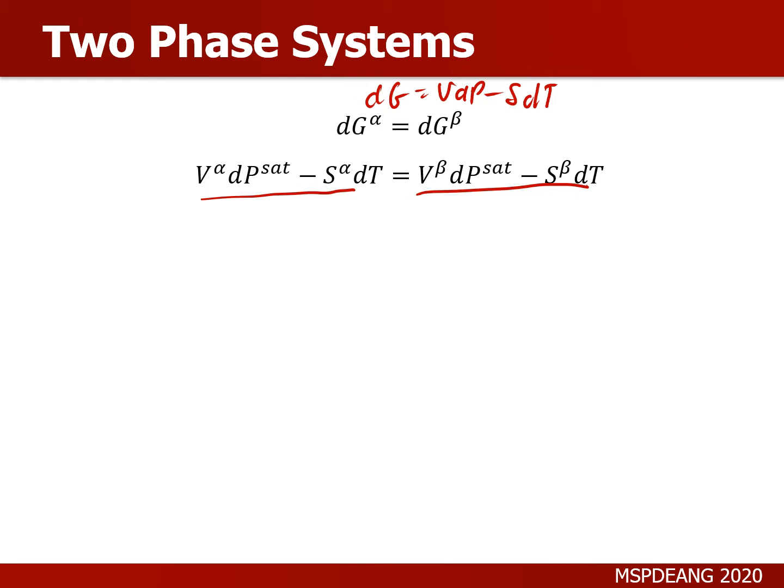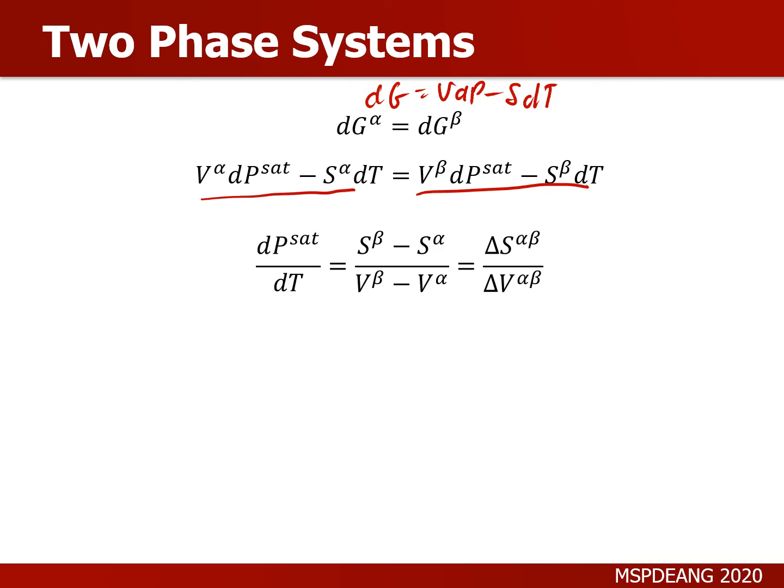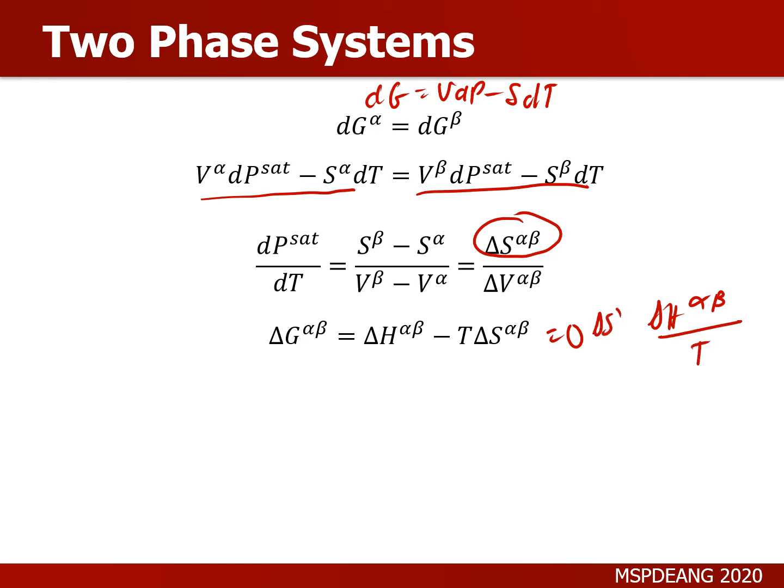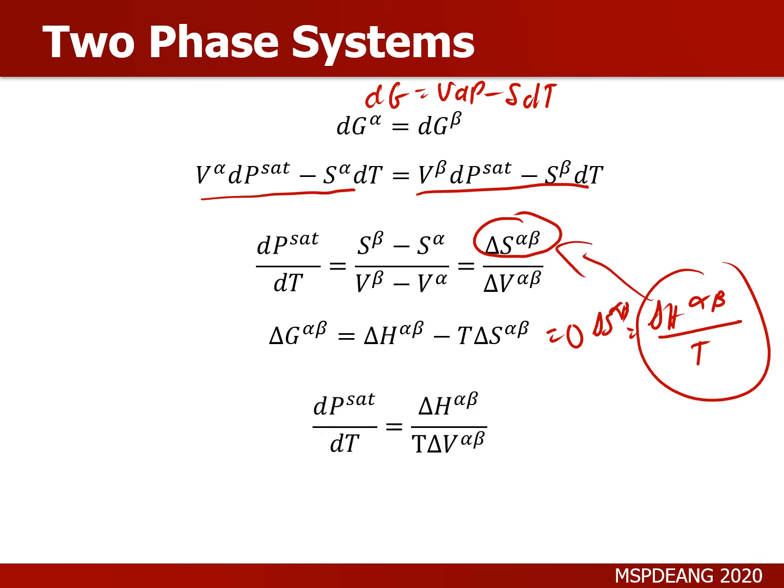If you rearrange this, you can get the following expression where dP sat over dT is equal to S beta minus S alpha, which is just delta S alpha beta, divided by V beta minus V alpha, which is just delta V from alpha to beta phase. From here, we can use the definition of delta G. Delta G is equal to delta H minus T delta S, and for a phase transition this is equal to 0. We can replace delta S by delta H alpha beta all over T. Replacing this, you can now arrive at this expression, which should be familiar, and this is known as our Clapeyron equation. I'm not sure if this was discussed in your chemistry, but this is the derivation of the Clapeyron equation for general phase change processes.